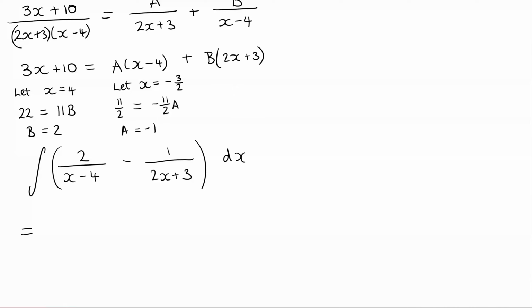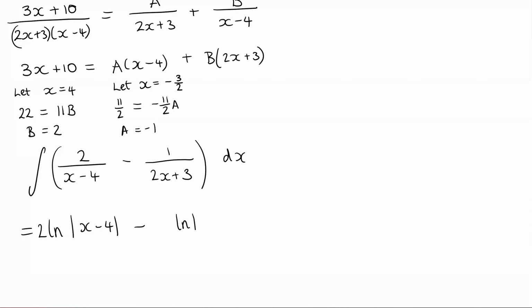Because remember, with natural logs, like we said earlier in this video, when you differentiate them, you put the function on the bottom and its derivative on the top. So if you differentiate a linear function of x, you get a constant. So integrating the first one gives 2 natural log of the modulus of x minus 4, because when you differentiate x minus 4, you get 1, but then we just multiply it by 2.